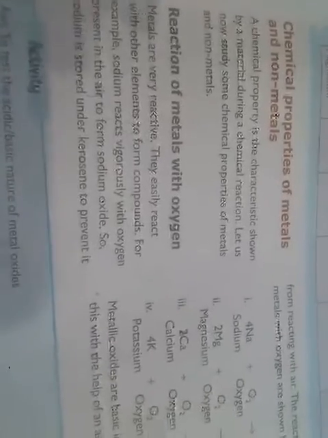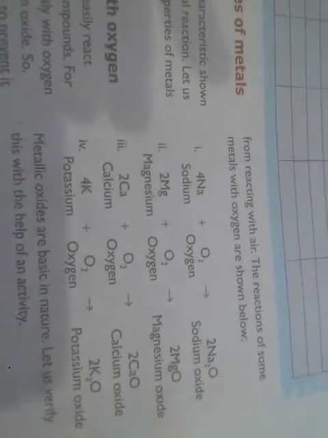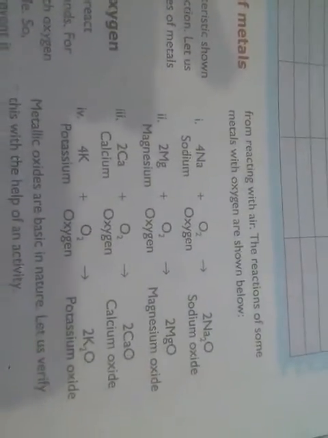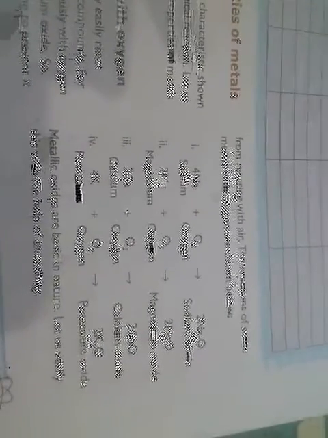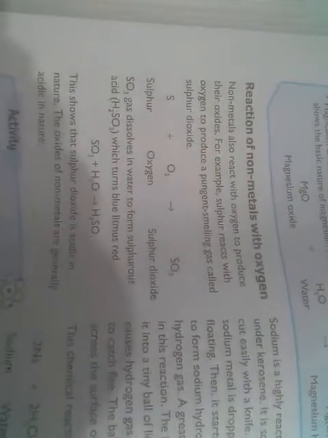Whenever a metal reacts with oxygen, oxides are produced. As you can see, sodium reacts with oxygen, sodium oxide is produced. Magnesium reacts with oxygen, magnesium oxide is produced. These chemical reactions are very important, so I hope children will remember them. Whenever a non-metal reacts with oxygen, it also produces an oxide. Like you can see, sulfur dioxide is produced when sulfur and oxygen react. So more or less this property is the same for them.